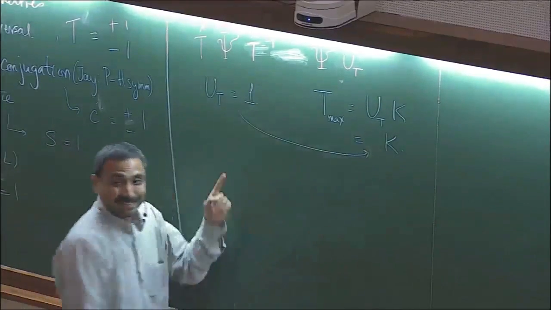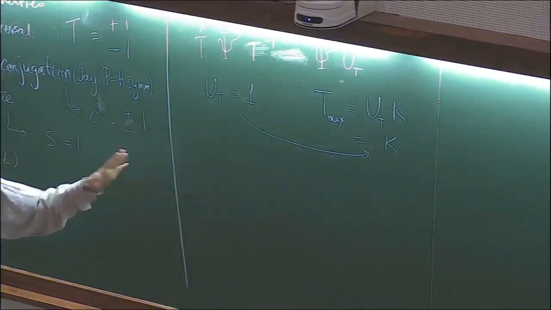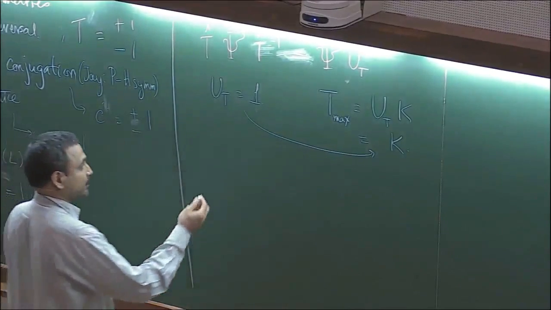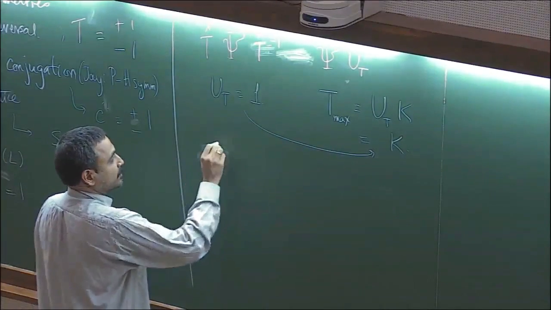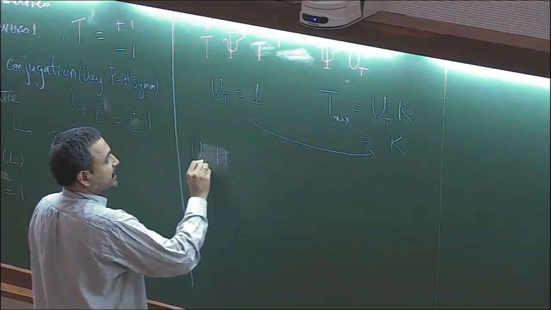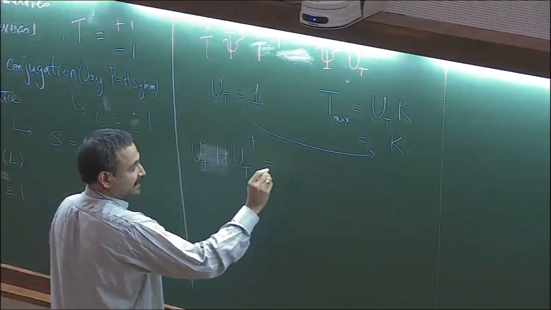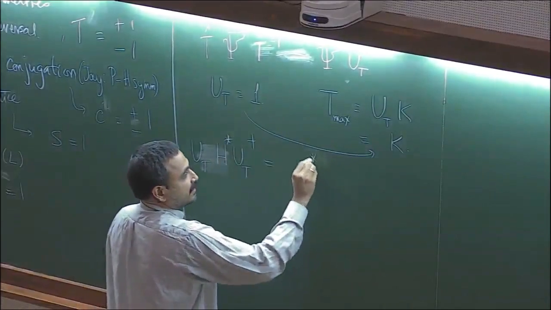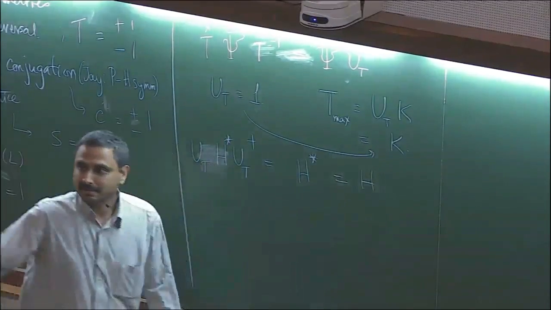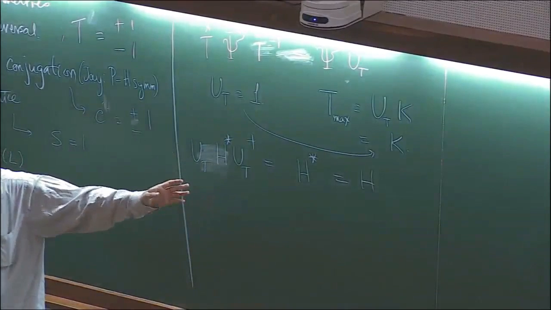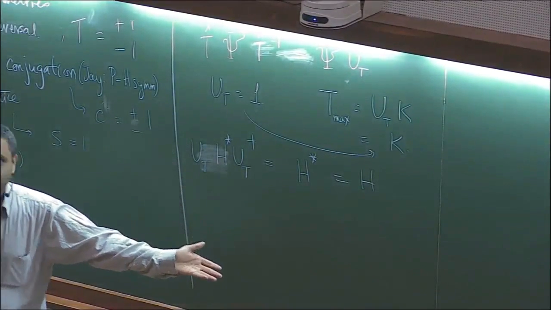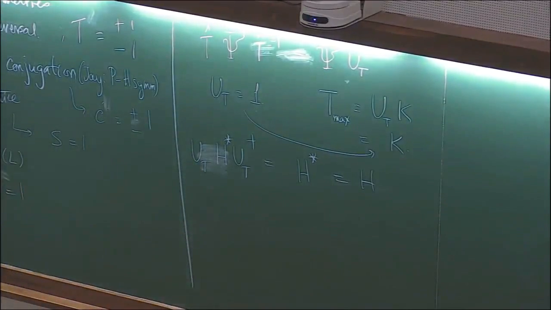And based on this, I was able to show that the set of all Hamiltonians in class A1 are real symmetric Hamiltonians, right? We found that the condition was U_T H* U_T† is equal to H. Now H is supposed to be Hermitian and it's supposed to be real, so it is real symmetric, right?